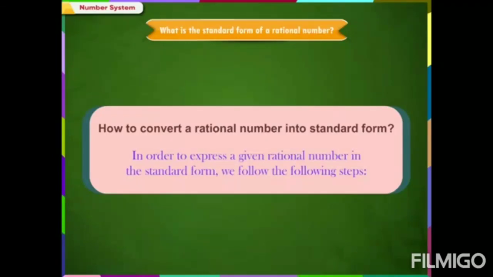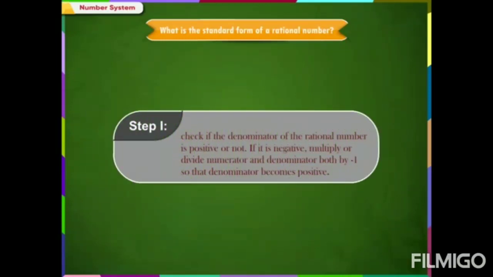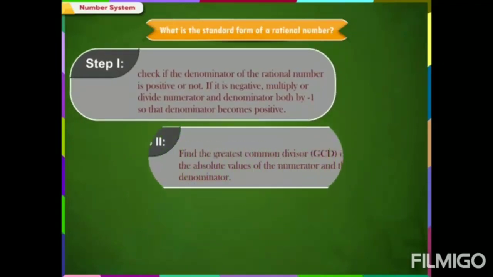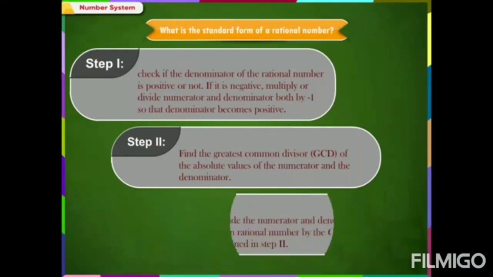In order to express a given rational number in the standard form, we follow these steps. Step 1. See whether the denominator of the rational number is positive or not. If it is negative, multiply or divide numerator and denominator both by -1 so that the denominator becomes positive. Step 2. Find the greatest common divisor GCD of the absolute values of the numerator and the denominator.